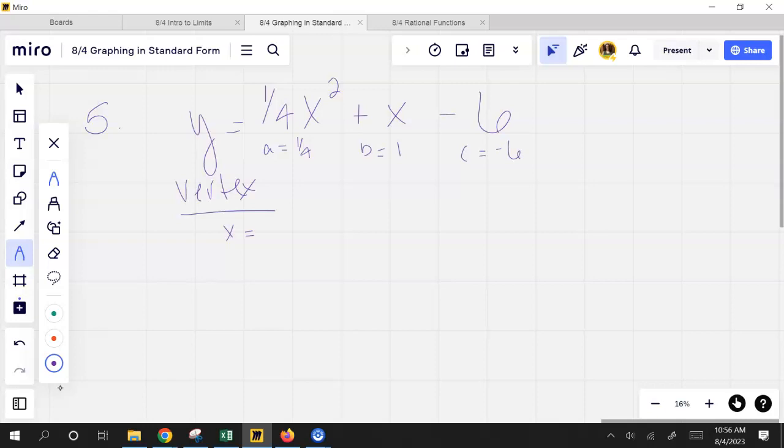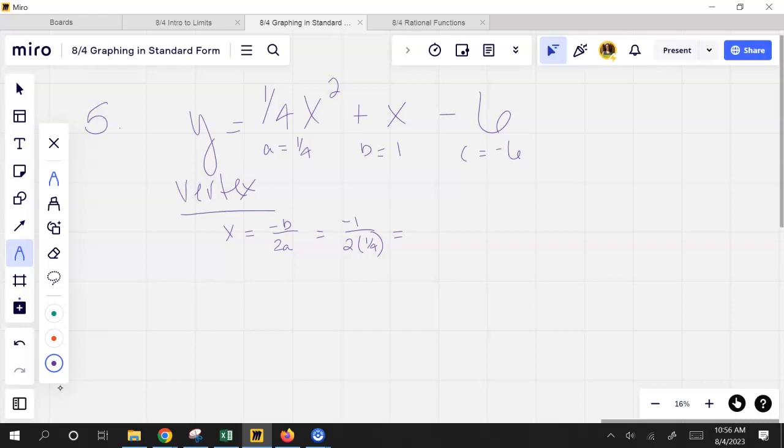All right. So x is opposite B over 2A. I'll write that little formula here for you. So the opposite of B would be what? -1 over 2 times, what's A? 1/4. Now, if you're not good with fractions, do better. I'm just kidding. Okay, so I've got a fraction in a fraction here. That is no bueno, right? I got to do something.